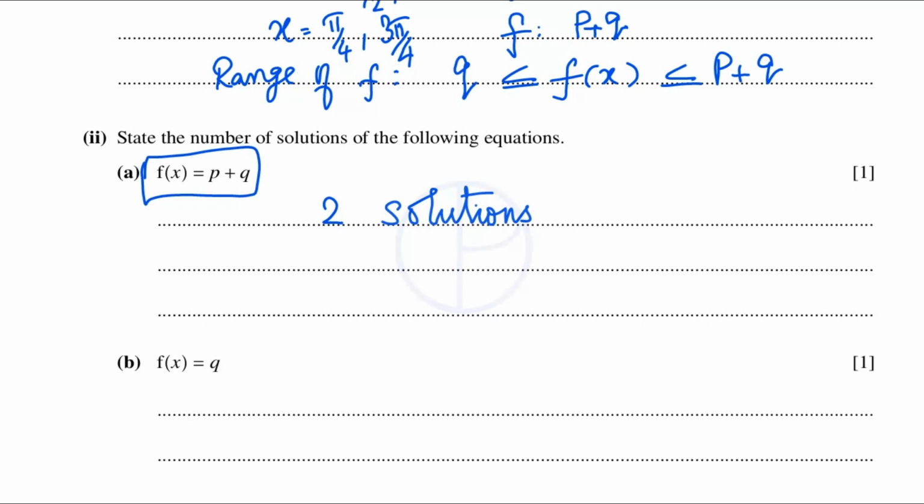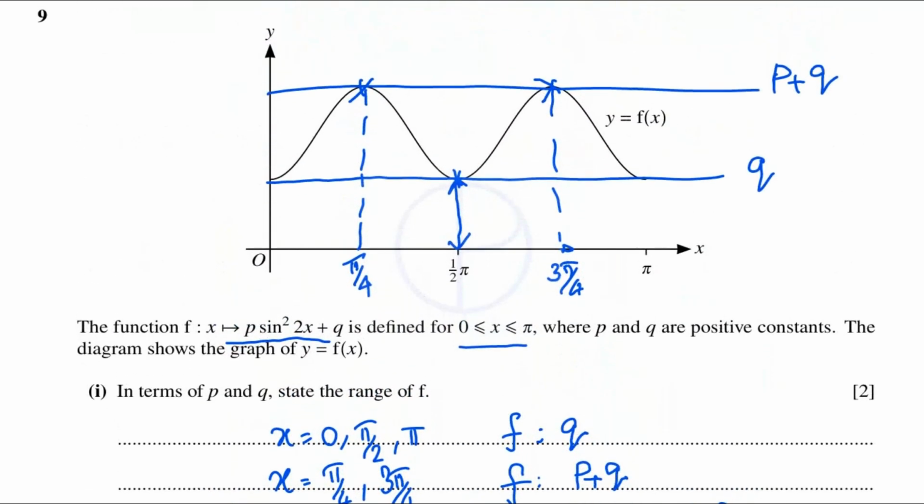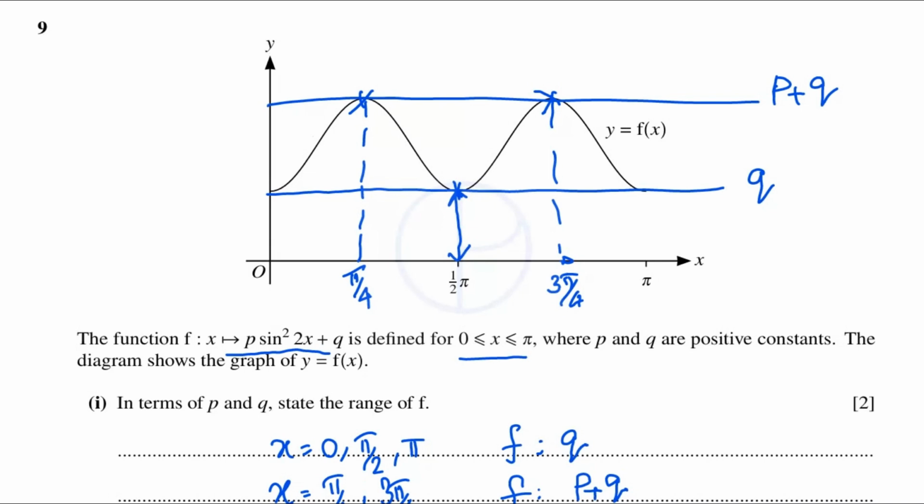Next, f of x equal to q. So this is f of x equal to q. Okay. So the line and the curve intersects at 3 points, here, here and here. So it has 3 solutions.